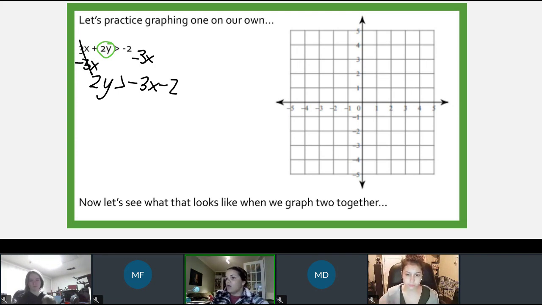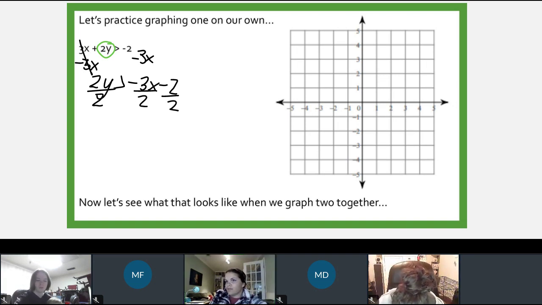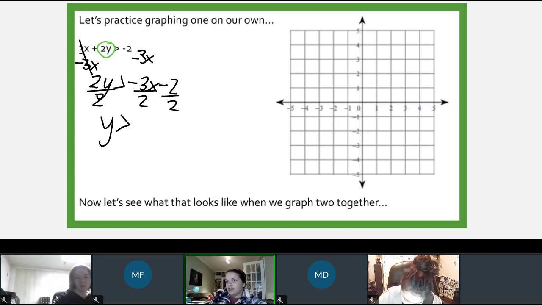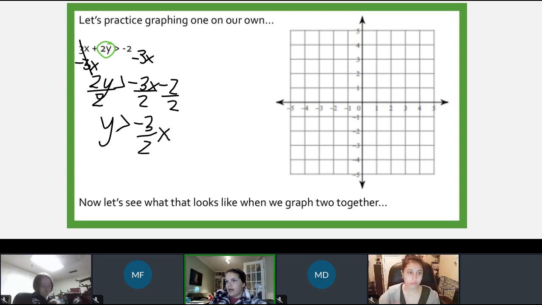Okay, awesome. Now I have y almost by itself. It's still being multiplied by 2 though. So what I'm going to do is divide everything by 2. So I would get y is greater than negative 3 halves x minus 1, because 2 divided by 2 is 1, and I still have that negative sign. Okay, so that was all just for step 1.